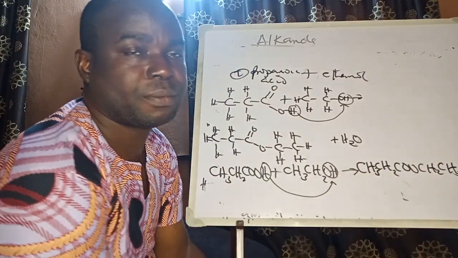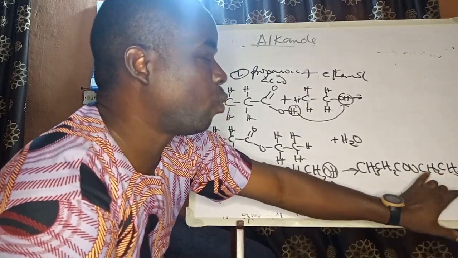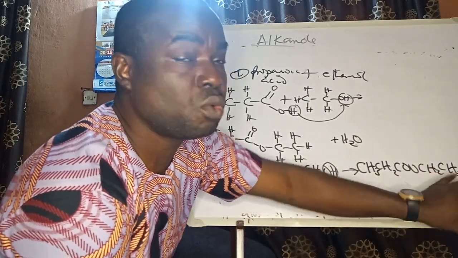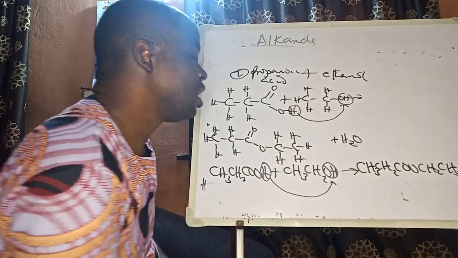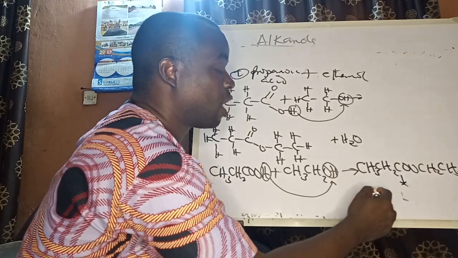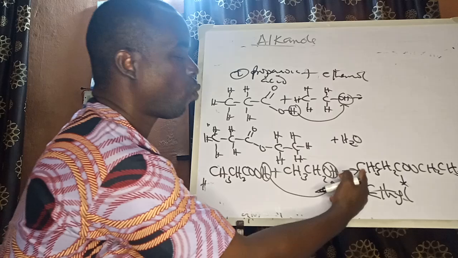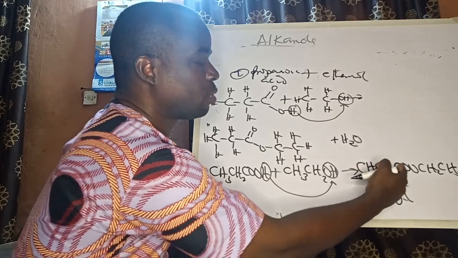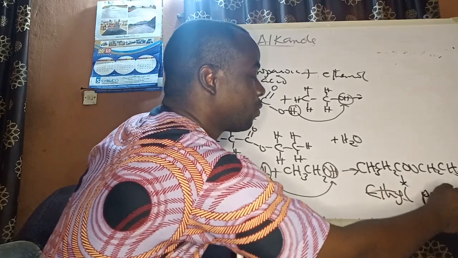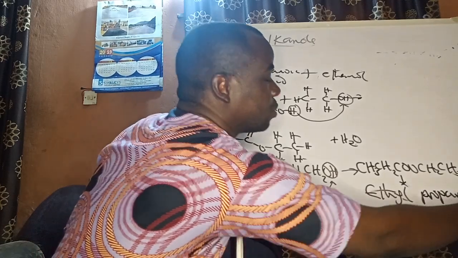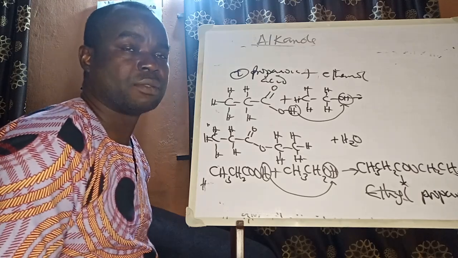Let us name it together now. After the OO, on the other side, I have 1 carbon atom, 2 carbon atoms. Don't look at the hydrogen. So what is 2 carbon atoms? Eth. So the name of this compound will now be ethyl. Then 1 carbon atom, 2 carbon atoms, 3 carbon atoms on the left will now be propanoate. You see that? Ethyl propanoate.